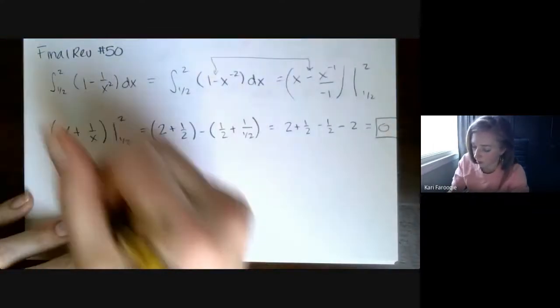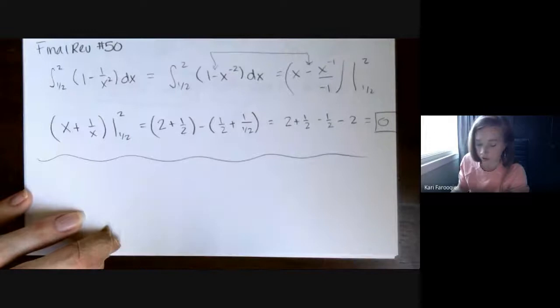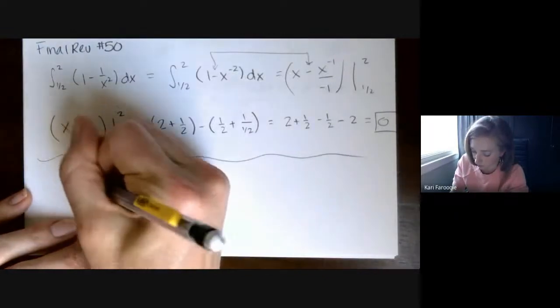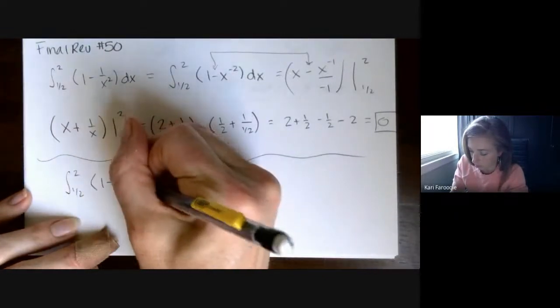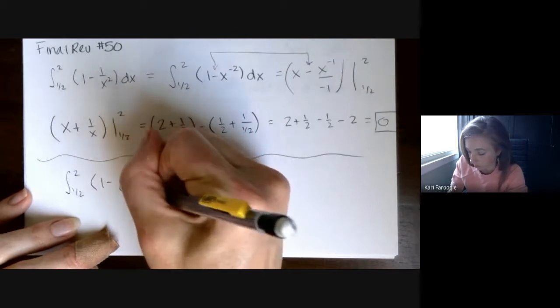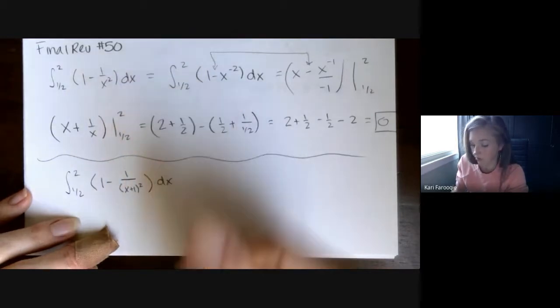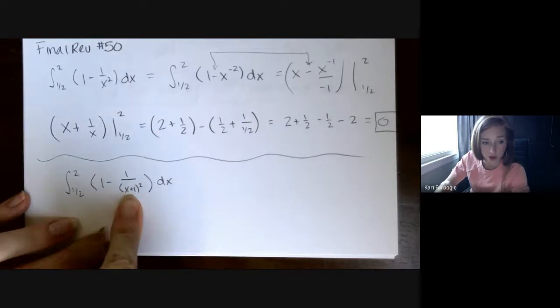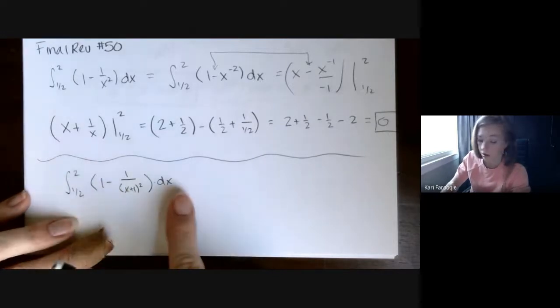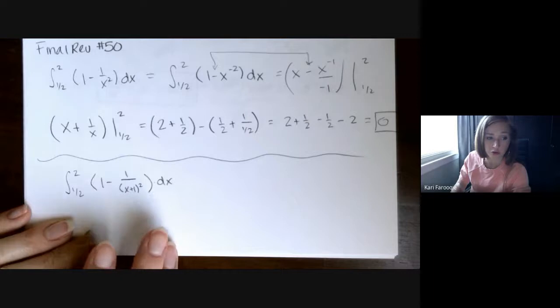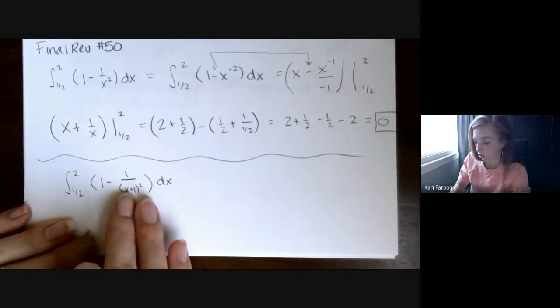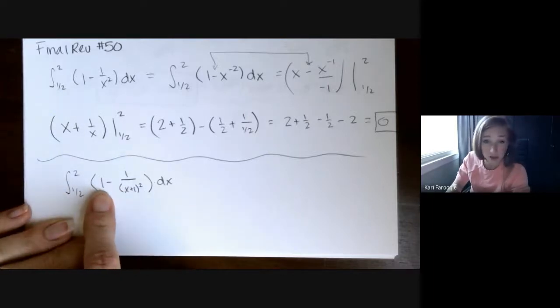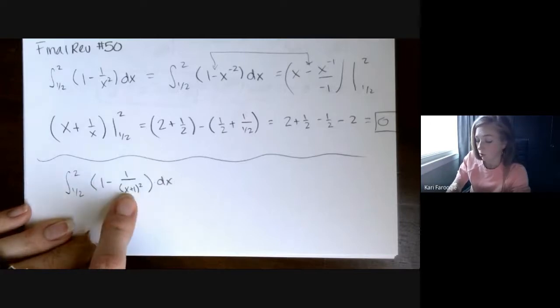When you would need one would be, for example, let's say you had something like 1 minus 1 over x plus 1 squared dx. This would be a situation where you would need to do a u substitution. You could let u be x plus 1 and du would be dx. And you could split this up into 2 different integrals and just do each term separately. Obviously, this term wouldn't need a u substitution, but this one would.